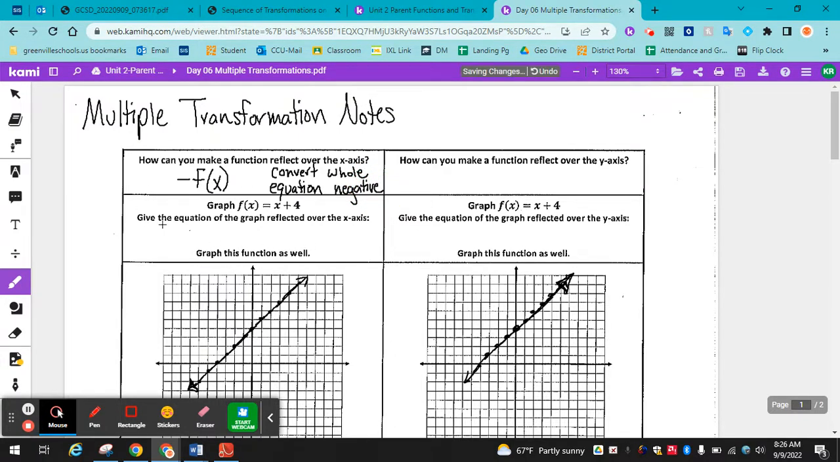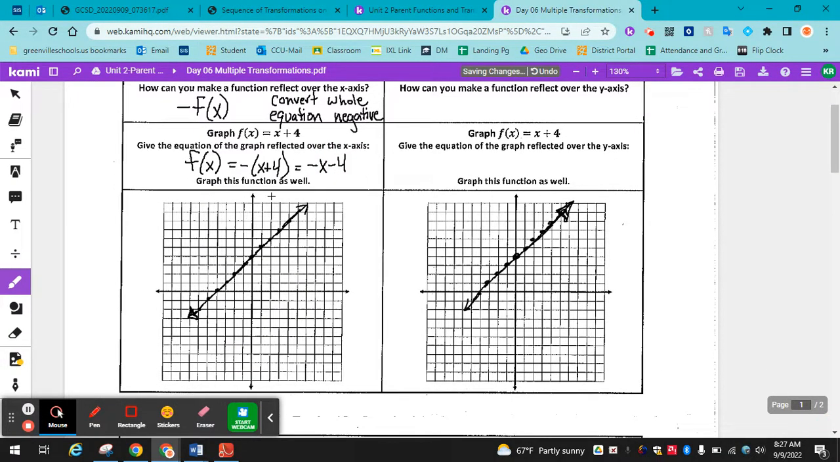So here, given the graph y equals x plus 4, do a reflection of the x-axis. So I'm making this whole equation negative. So f of x equals negative x plus 4. And then you can distribute it just to see how it graphs. Negative x minus 4, right? So negative x minus 4, that is a linear equation. I want you guys to remember, you start at your y-intercept, and then you have a -1 slope.